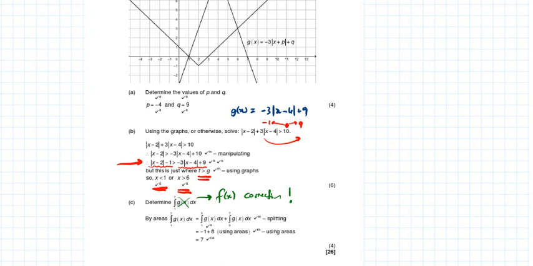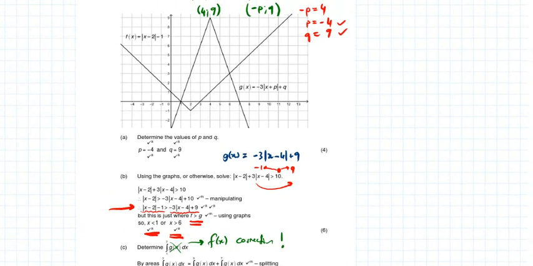Because if it were for g of x, the answer would be quite easy, because base is 6, height is 9. So 9 times 6 divided by 2. Answer is 27. Okay. Base times height divided by 2. So 6 times 9 divided by 2 is 27. That's the area for g. But for f, the solution is here. You can see.